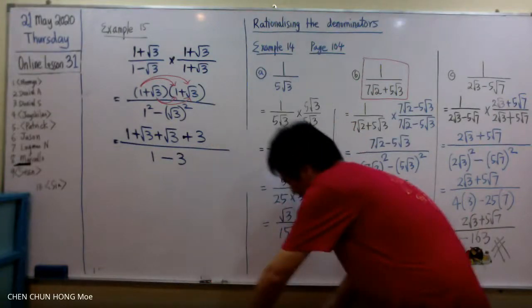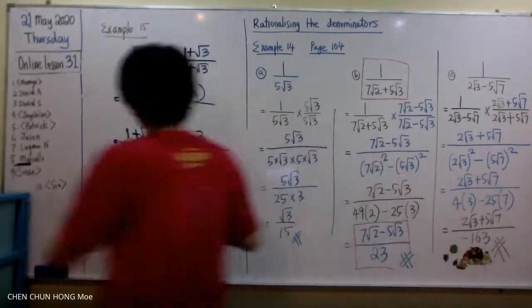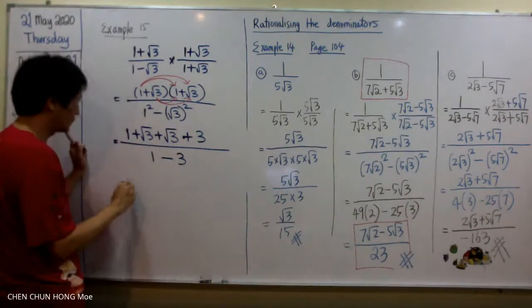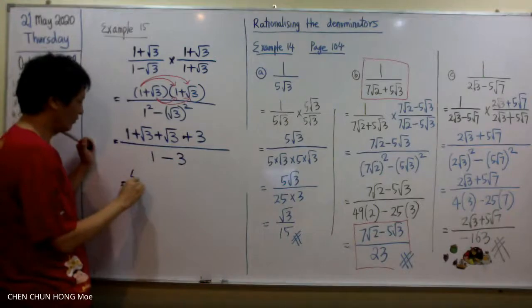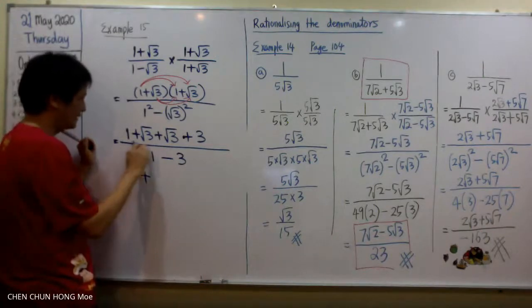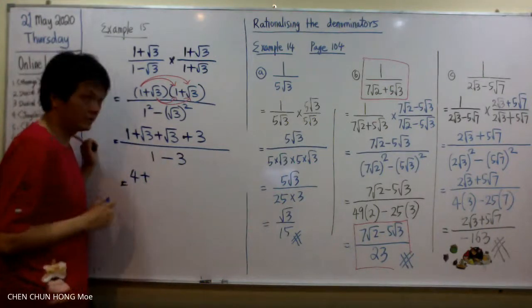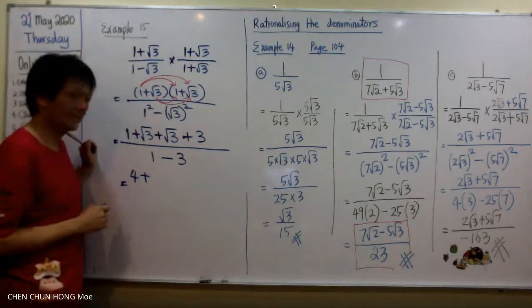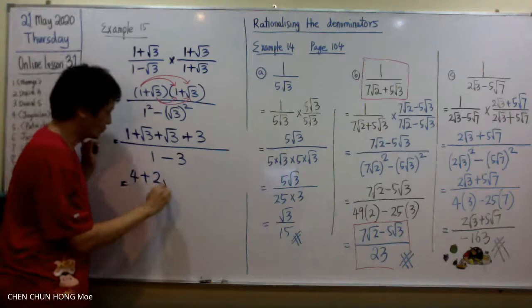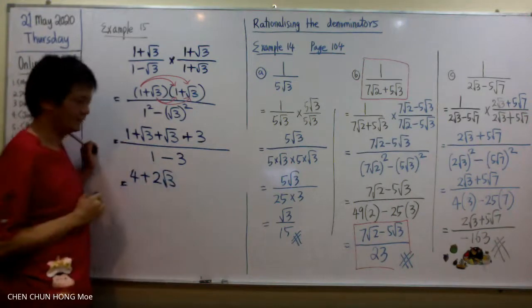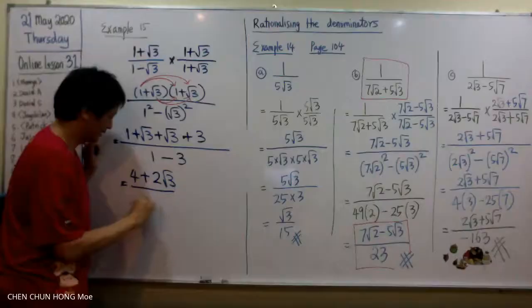Then we simplify as far as we can. 1 plus 3, 1 plus 3 is 4. This one plus this one. Do not use your calculator. Once you use your calculator, you get a decimal number. That's not what they want in simplifying. You get 2 square root 3 over 2.